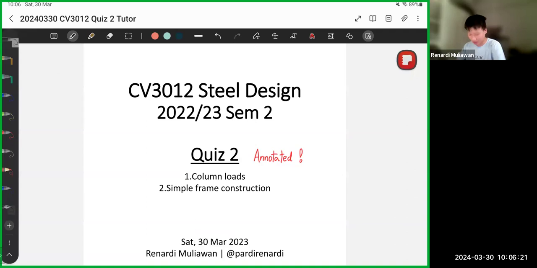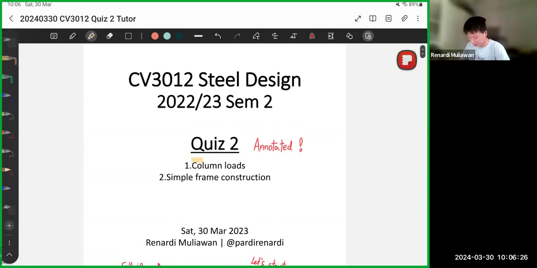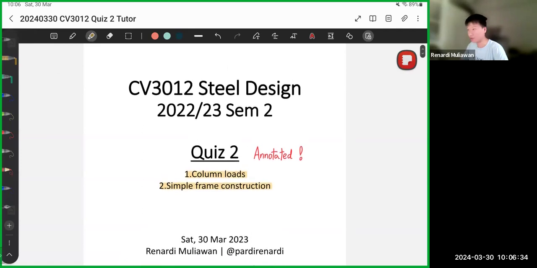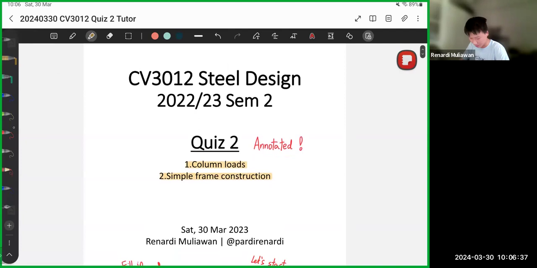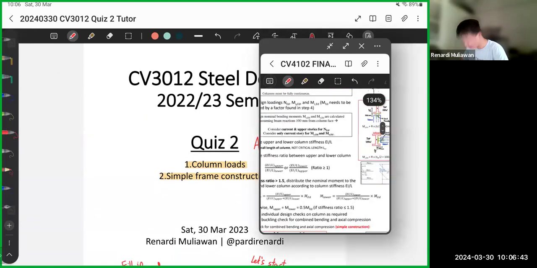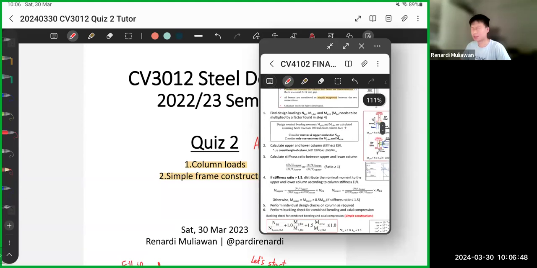So today the session is about your quiz 2, which is basically covering the column loads and also the column design, and what we call the simple frame construction. I should have given you 3 files. One is the practice file. The second one is the reference, so basically all the formulas that are required for quiz 2. And the other one is the steel design table, which gives you the section properties.